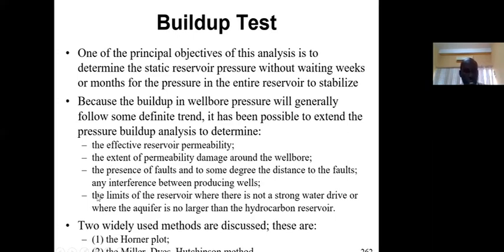So there are two major plots or methods used for the analysis of build-up tests. You have the Horner plot, and then you have the MDH plot. Those are the two major plots used for the analysis of build-up tests. They are not the only ones, but they are the two major plots when it comes to conventional analysis. So I'd like you to take note of that.